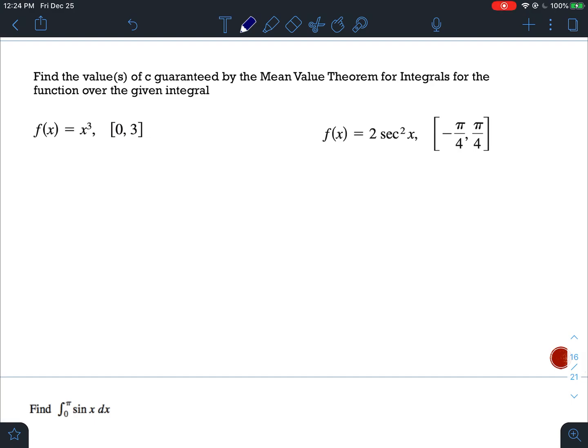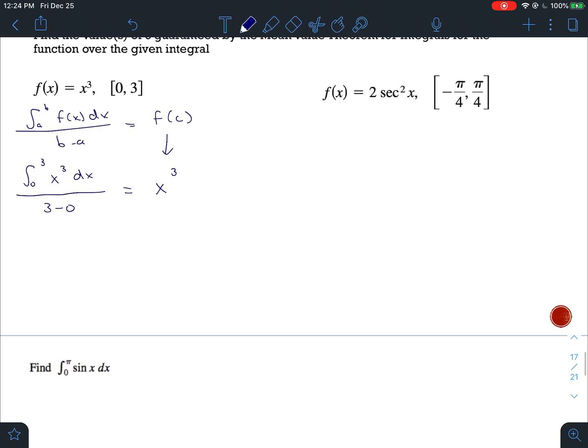So let's use the mean value theorem for integrals. Find the value or values of c guaranteed by the mean value theorem for integrals for the function over the given interval. So we want to show if I integrate between a and b, f of x dx over b minus a, it's going to equal the actual function value somewhere between a and b. So we are going to integrate between 0 and 3, x cubed dx, all over 3 minus 0, and we want to show that that's actually equal to the function somewhere. Well, the function in this case is x cubed. So I want to show that the function is going to equal the average value somewhere between 0 and 3.